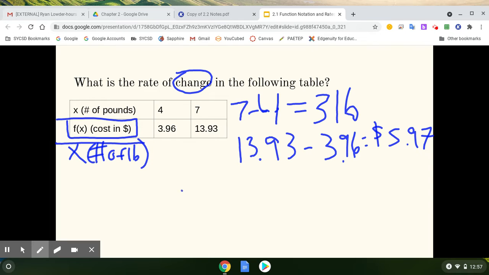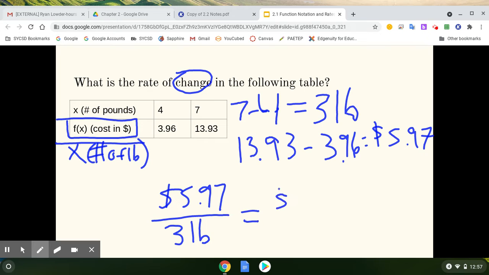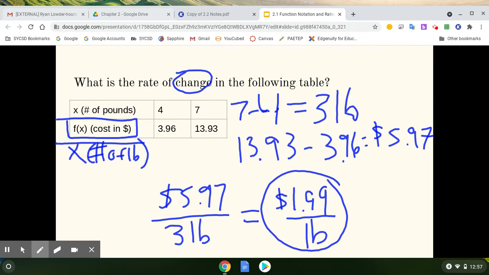So our change in our output is $5.97 divided by 3 pounds. I could also write this as a unit rate by taking $5.97 divided by 3, telling me that my cost is $1.99 per pound. So this is a rate of change that you actually might see at a place like a grocery store, say if you are buying apples and they cost $1.99 per pound. You could use this along with how many pounds of apples you're buying to determine your total cost.